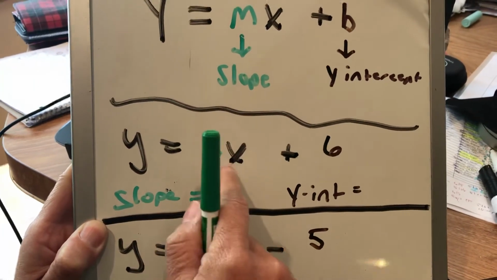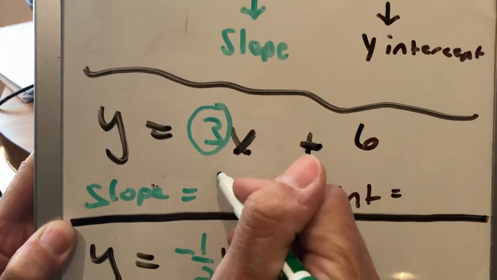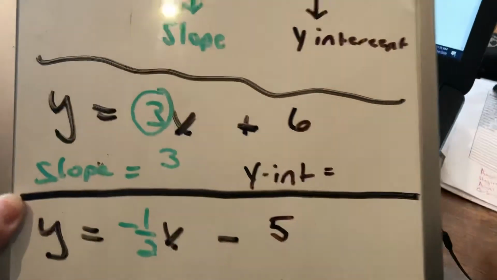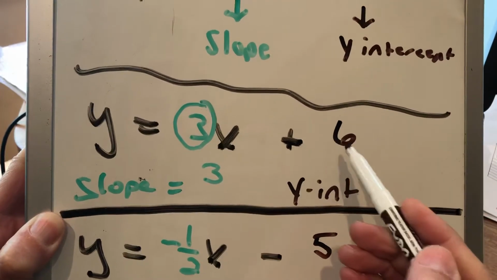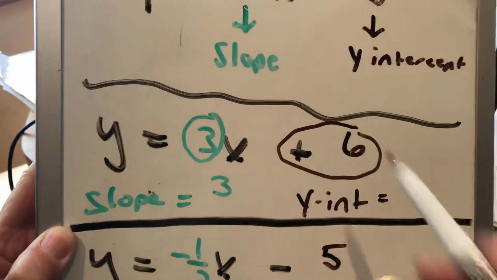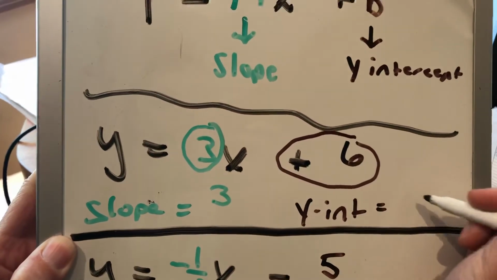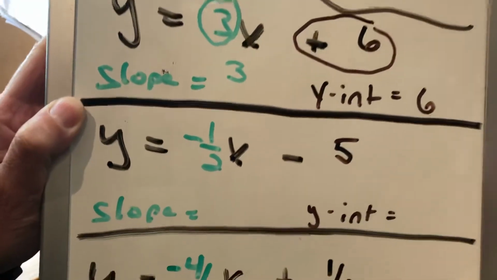Your slope, number before the x. The number before the x is 3, so you just write 3. Y-intercept, the number after the x. And it's the plus 6, right? Because you want to take the sign with it, but we don't need to write plus, so your y-intercept is just 6.